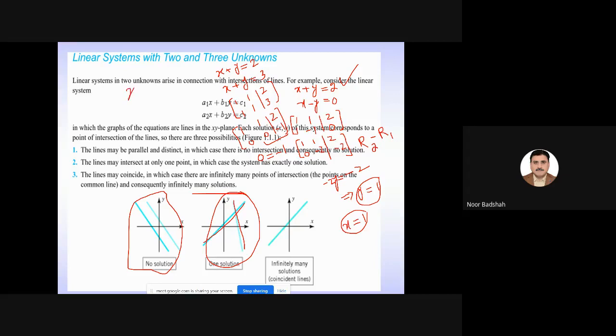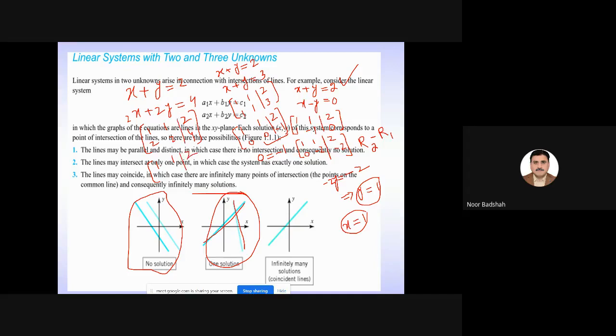We may have x plus y is equal to 2, whereas 2x plus 2y is equal to 4. And then the augmented matrix will be 1, 1, and 2. This is 2, 2, and 4. Applying row operations, again we have 1, 1, and 2.